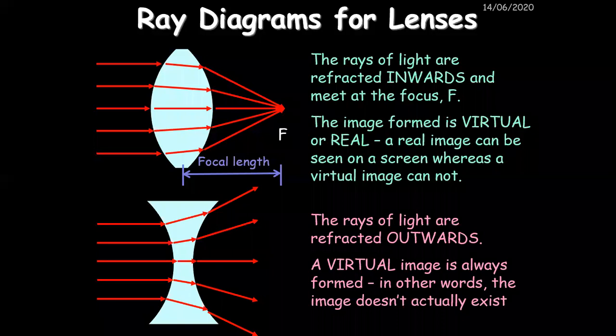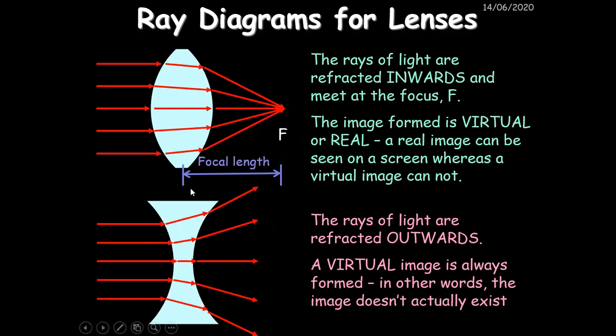The rays of light are refracted outwards. A virtual image is formed. In other words, the image doesn't actually exist. So it makes an image that you won't be able to see on a screen. If you use a diverging lens, it won't be able to make an image on the screen. We'll have more on that later. But for now, we'll just copy it down and get the keywords in.